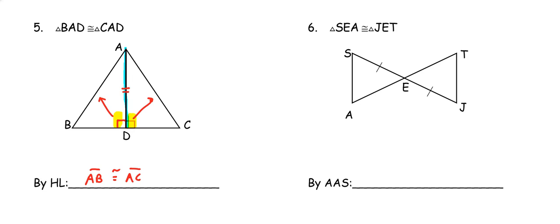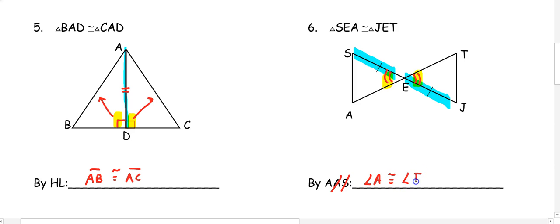Number 6, in a bow tie problem, remember bow tie problems always have congruent vertical angles. So in this case, we have a set of sides and we have a set of angles. We are using the method angle, side. So again, when we're using angle, side, we have the angle that's touching the side. We need the other angle that's away from the side. So we would need to know that A is congruent to T.